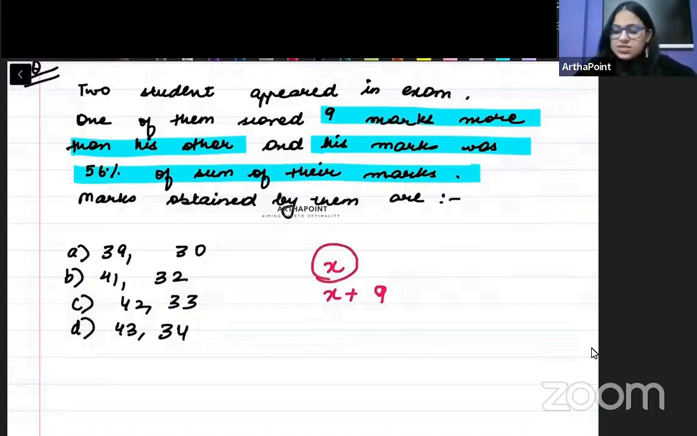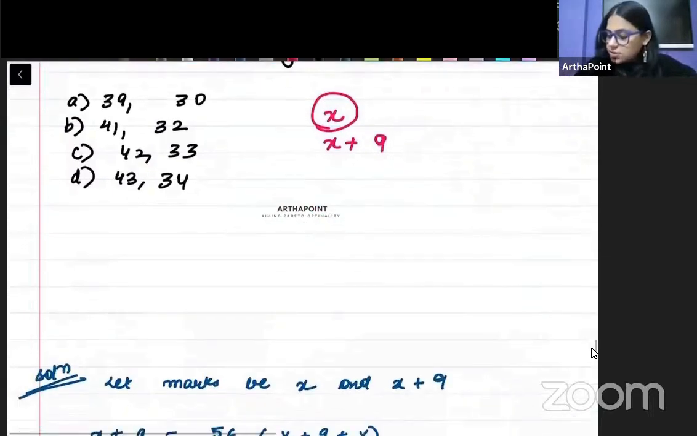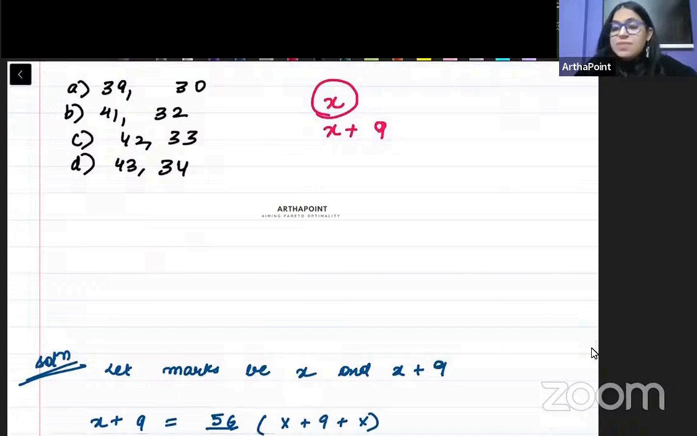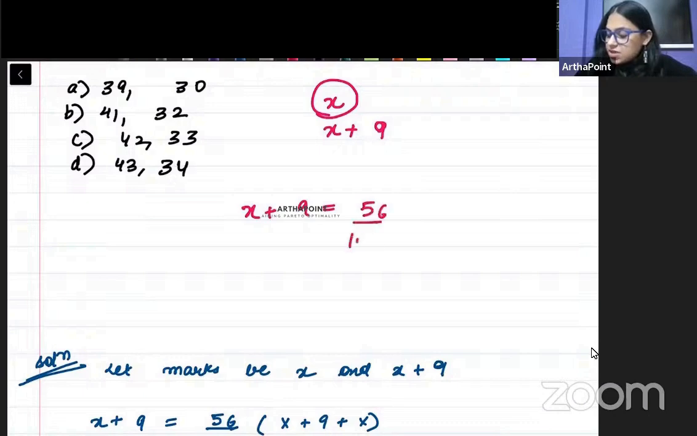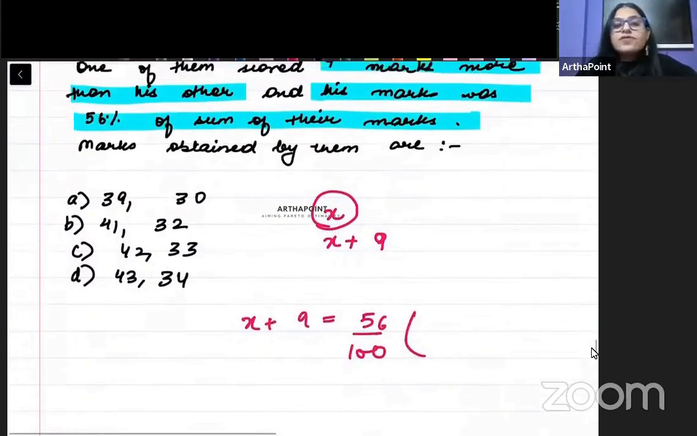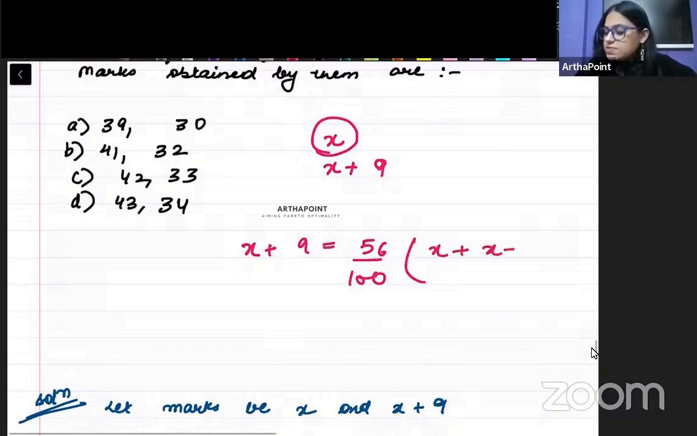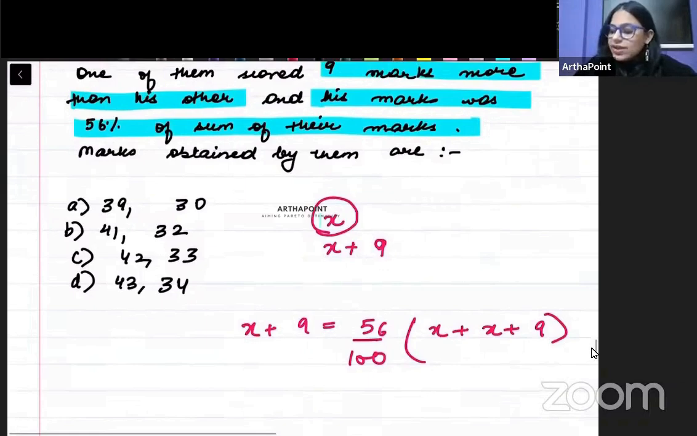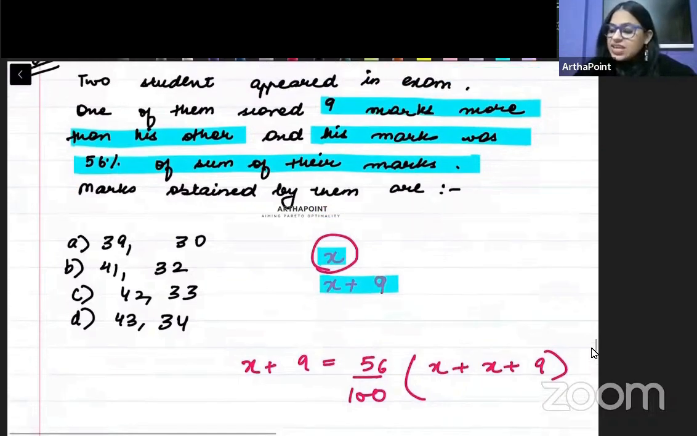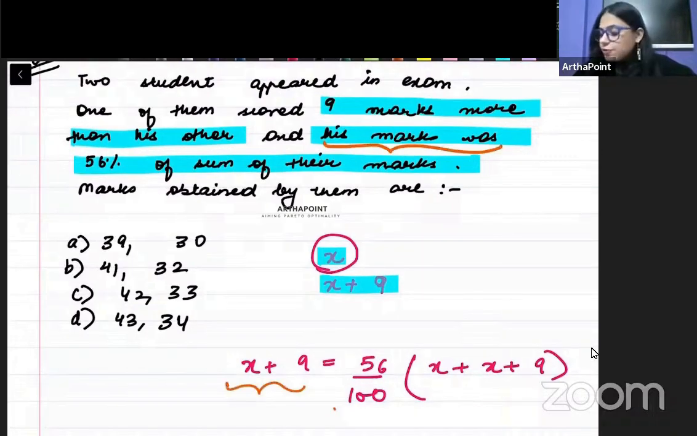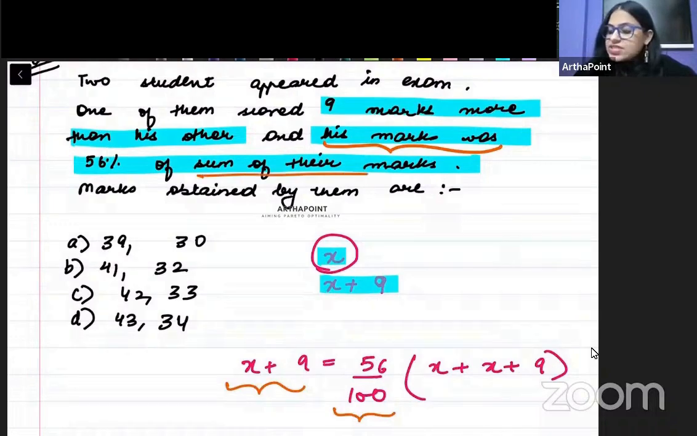His marks were 56% of the sum of their marks. So the marks of the second person, it is 56% of what, beta? Of the sum of their marks, of x plus 9. Are you understanding it? I am saying that the first person has scored x. The second person has scored x plus 9. And then it is saying that the marks scored by the second person is 56% of the sum of the marks. So of x plus 9.